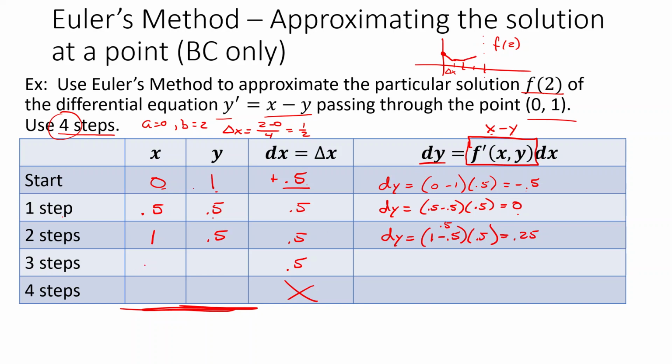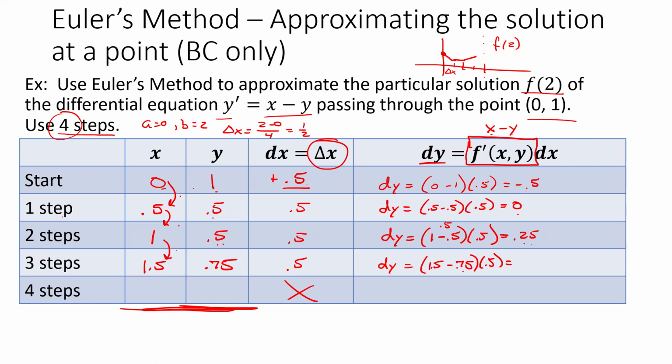So our x is going to change to 1.5, always going up by 0.5 each time. Always going up by whatever our delta x is. See, 0.5, 0.5, 0.5. So now we've taken 1, 2, 3 steps. Our y, we're going to go up by 0.25. So we add this to this, we get 0.75. So then our new change in y will be 1.5 minus 0.75 times 0.5.